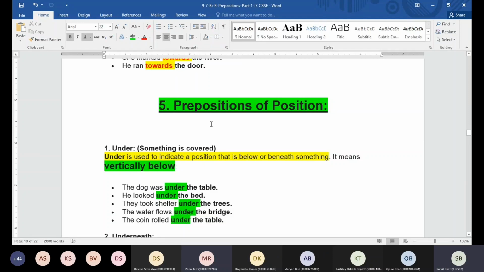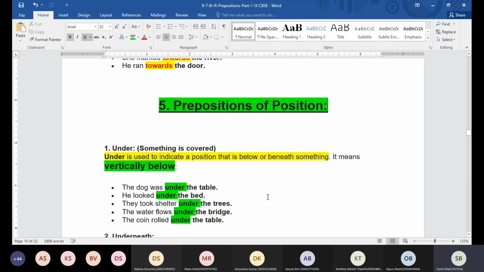Contact is not necessary. They could be in contact and they could not be in contact. In any case, we can use under. But if you want to show that there are two things and they are completely in contact, or one thing is covered completely by another thing, in that case, guys, we use the word underneath. We'll go to underneath in a while.